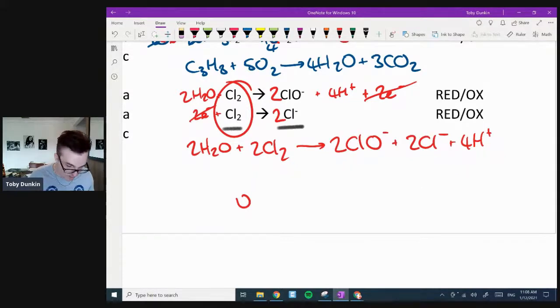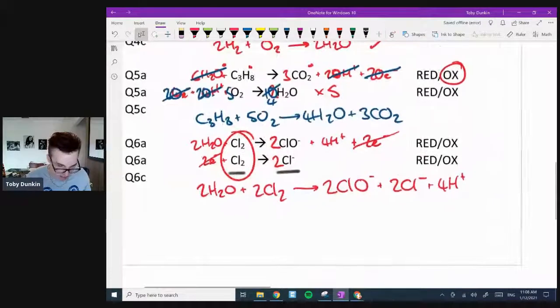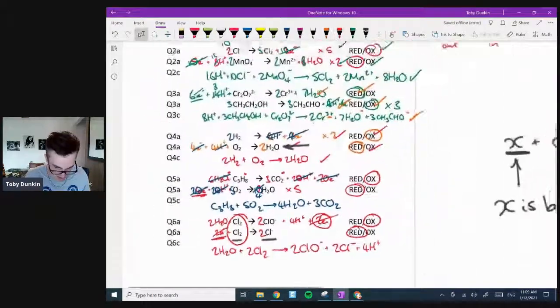Do we halve everything? Oh, you can. They wouldn't care. Good question, Sian. They won't care. By the way, I forgot to do my red, because red is the gain. That's gaining. This one is losing, that's an ox. This one's gaining, that's a red.